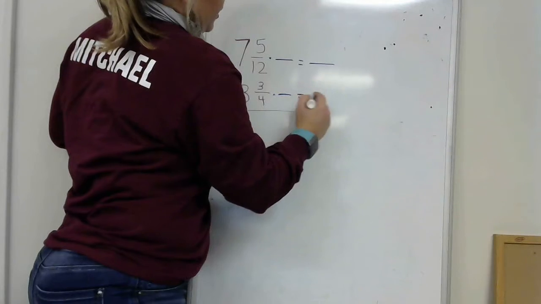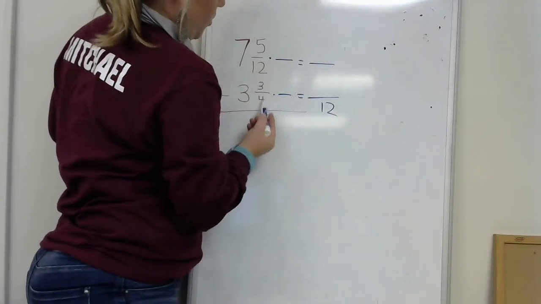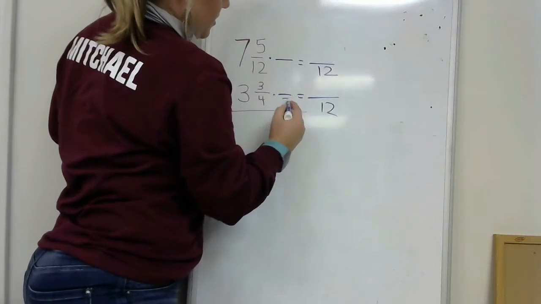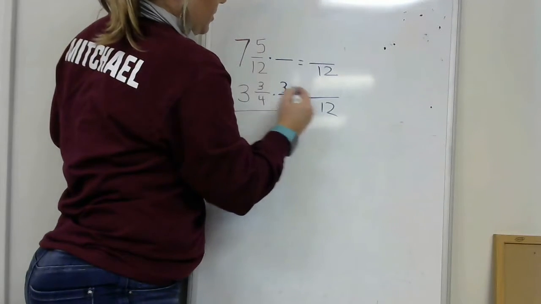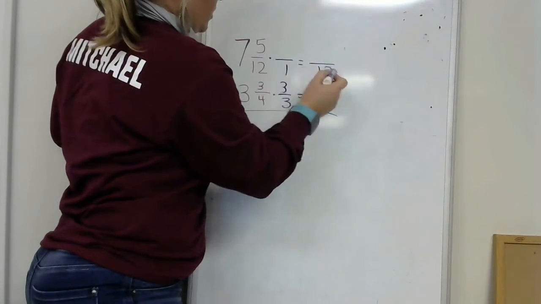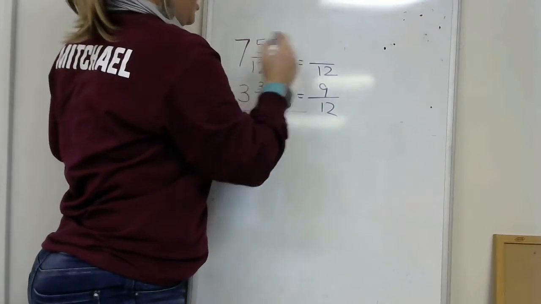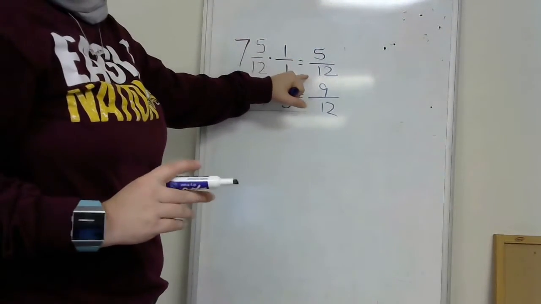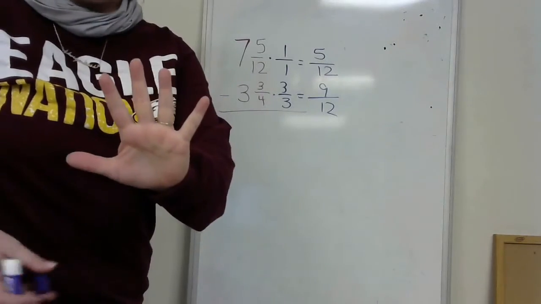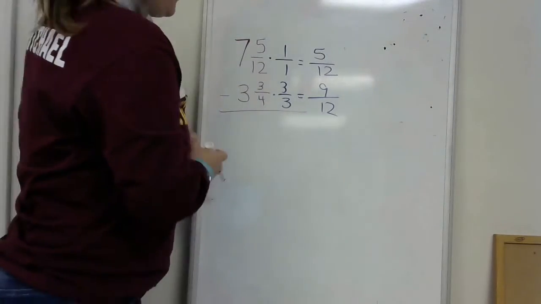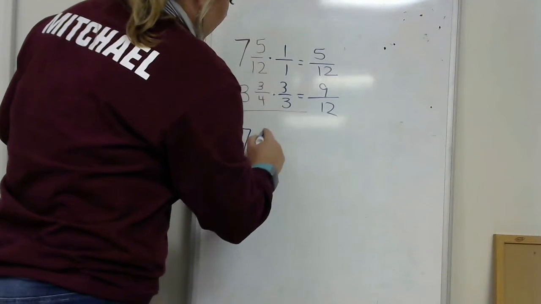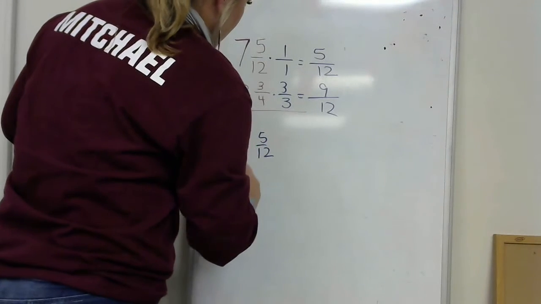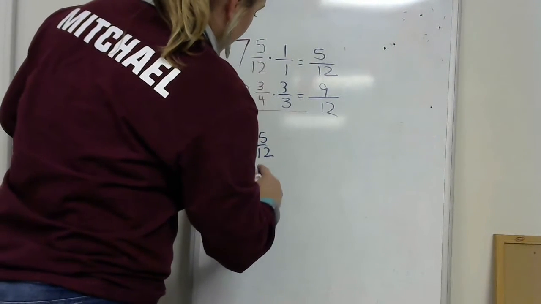common denominators here. And we know it's 12 because 4 times 3 is 12. When I do the bottom, I gotta do the top. 3 times 3 is 9. And then 12 times 1 is 12. And when I do the bottom, I go to the top. 5 times 1 is 5. I cannot take 9 away from 5. All right, so now we have 7 and 5/12 and 3 and 9/12.